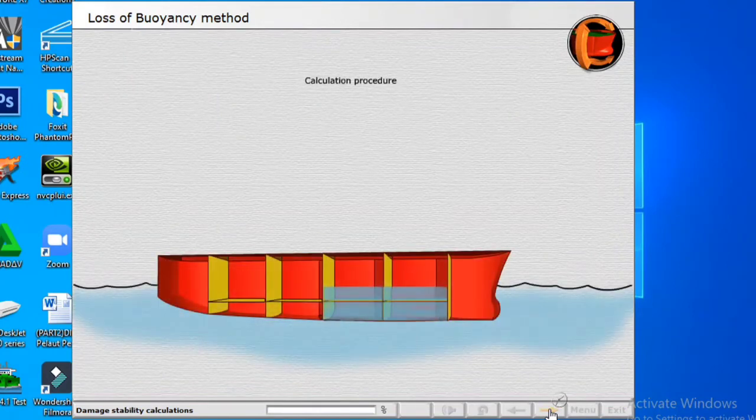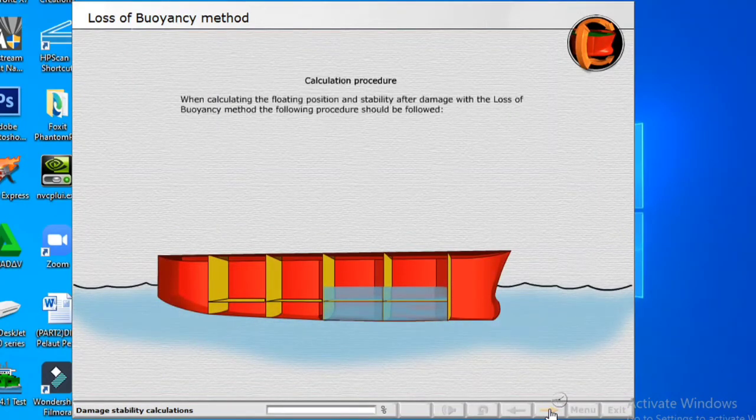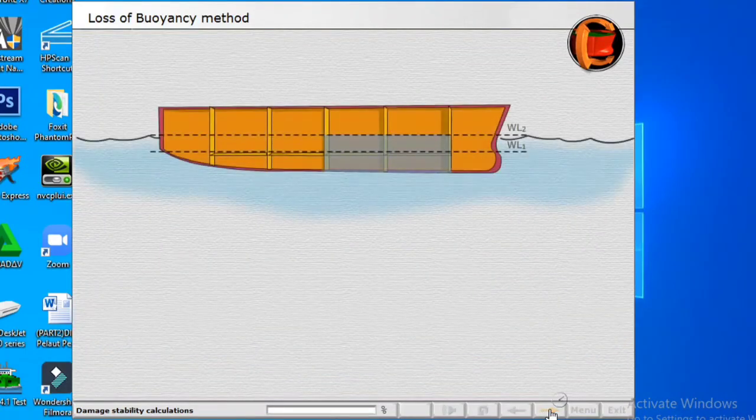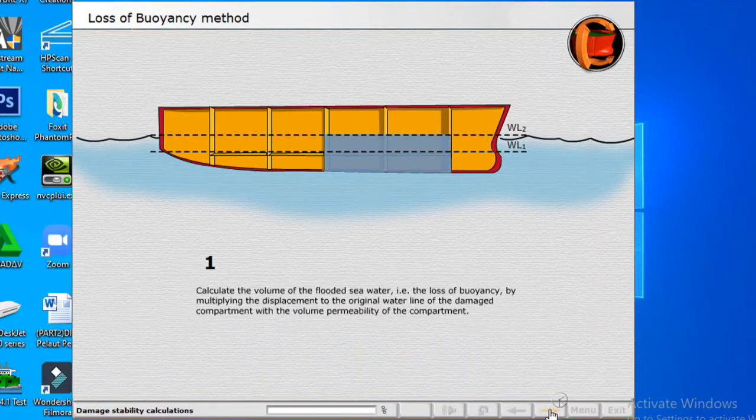Calculation procedure. When calculating the floating position and stability after damage with the loss of buoyancy method, the following procedure should be followed. 1. Calculate the volume of the flooded seawater, that is, the loss of buoyancy, by multiplying the displacement to the original waterline of the damaged compartment with the volume permeability of the compartment.